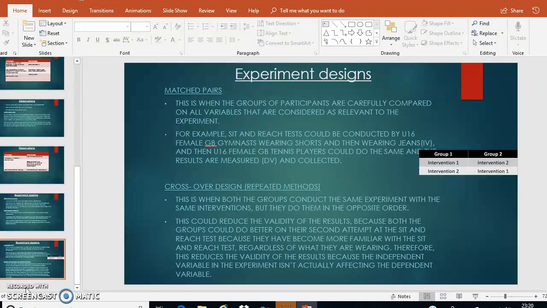And this could actually reduce the validity of the results, because both the groups could do, maybe, better on their second attempt at the sit and reach test, simply because they're more familiar with the sit and reach test after the first one. So regardless of what they're wearing each time, they might do better on their second one, just because they've got a better understanding of how to complete the test from their first attempt. And this could reduce the validity of the results, because the independent variable in the experiment isn't actually affecting the dependent variable. So yeah, that was my assignment 4.3.3.